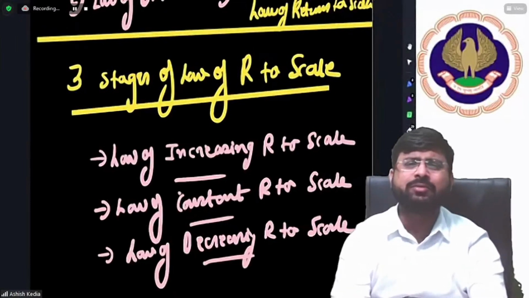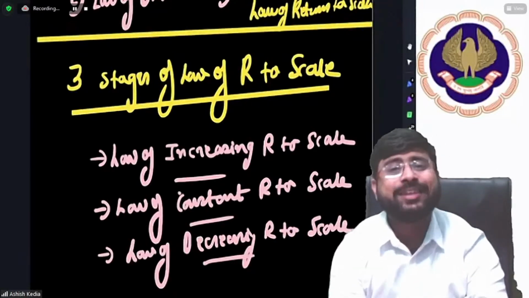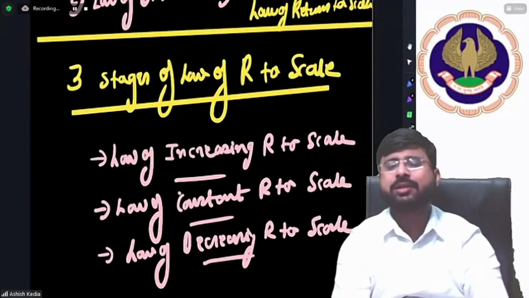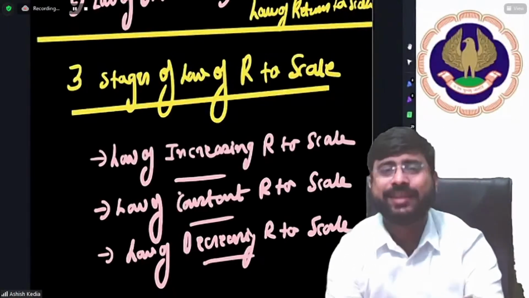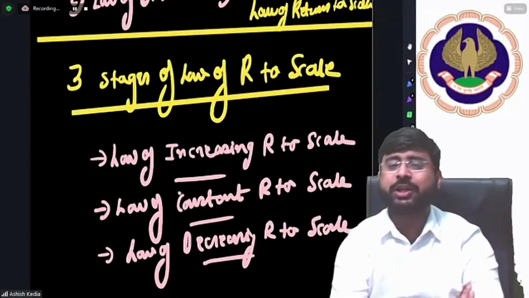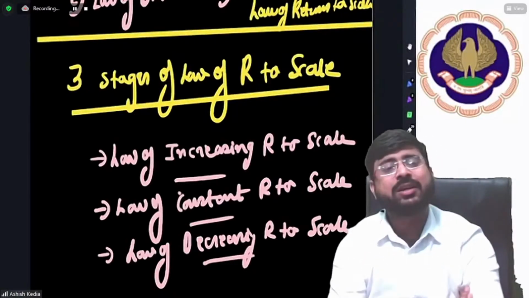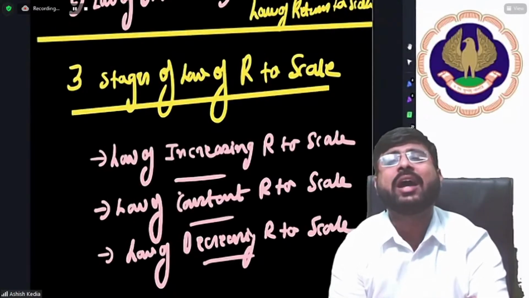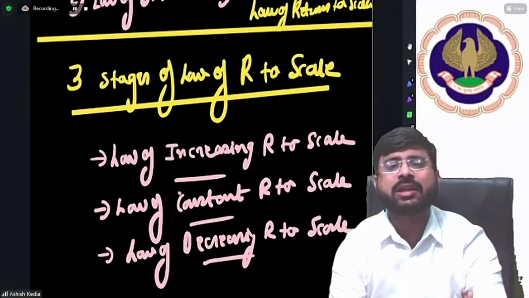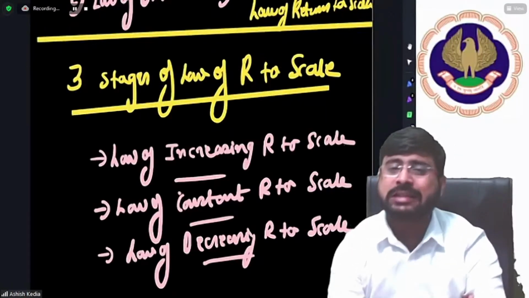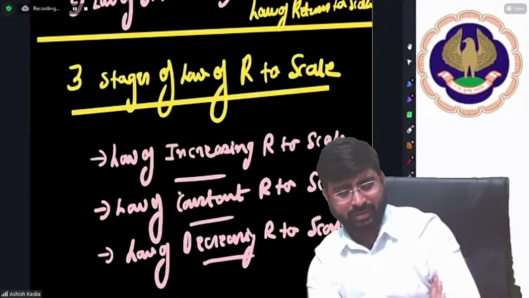Again, I repeat, in the case of variable factors, you had increasing returns, diminishing returns, and negative returns. That was absolutely correct in the case of variable proportion. But when you talk about returns to scale, there are three cases.